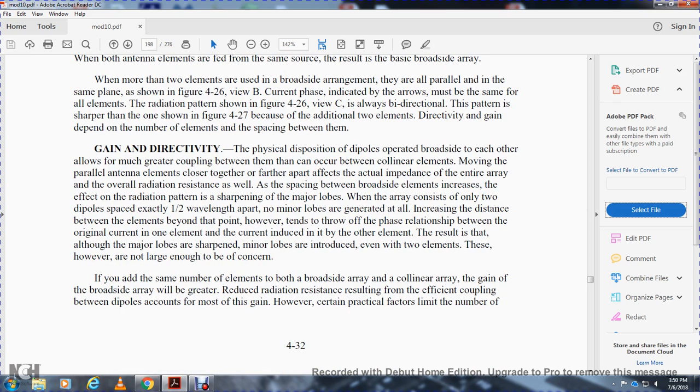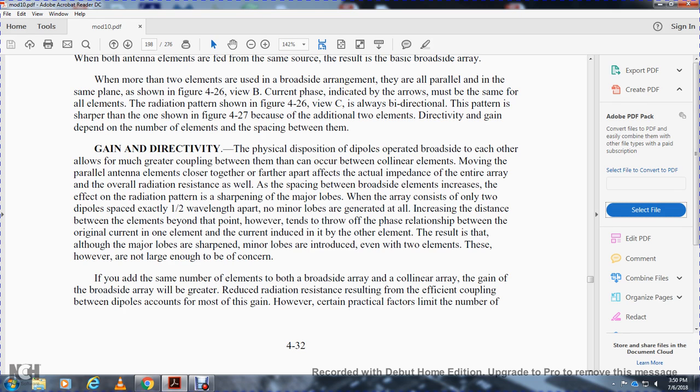When more than two elements are used in the broadside arrangement, they are parallel and in the same plane, as shown in Figure 4-26 view B, with the current phase indicated by the arrows the same for all the elements. Radiation patterns, Figure 4-26 view C, are always bidirectional. The patterns are sharper than the one shown in Figure 4-27 because of the additional elements, with directivity gain depending on the number of elements and the spacing between them.